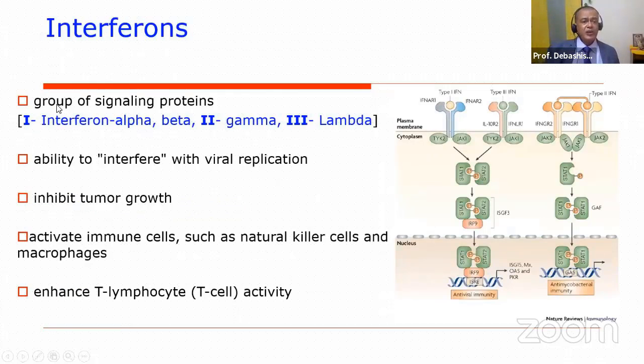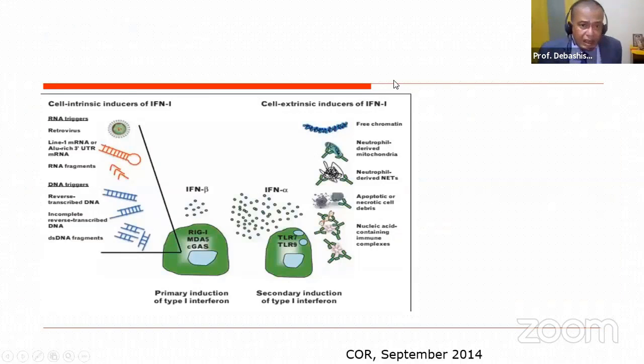Now interferons are very important. They are a group of signaling proteins. There is type 1, which includes alpha and beta, type 2 includes gamma, and type 3 includes lambda. They have the ability to interfere with viral replication and also inhibit tumor growth. They activate immune cells such as natural killer cells and macrophages, and they enhance T cell activity. Predominantly the type 1 and type 3 interferons are important for antiviral immunity, and type 2 interferon is important for antimycobacterial immunity.